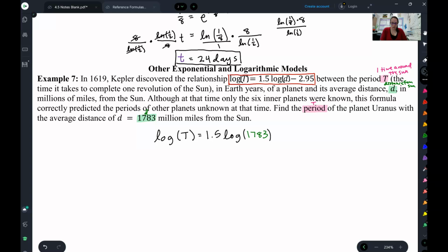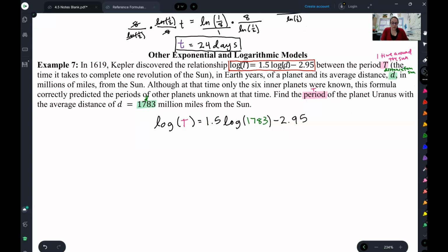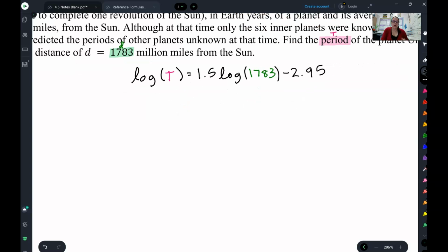and let's color code our t. That's what we're solving for. Minus 2.95. And I want to solve for t here. Now, there are many different ways you could go about solving this, but there is one way that is much faster than any of the others.